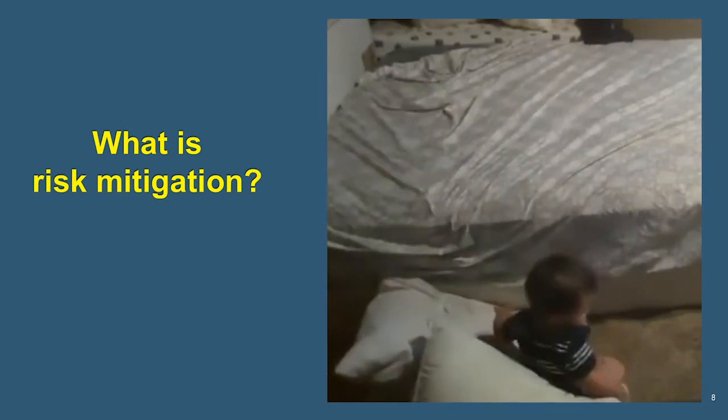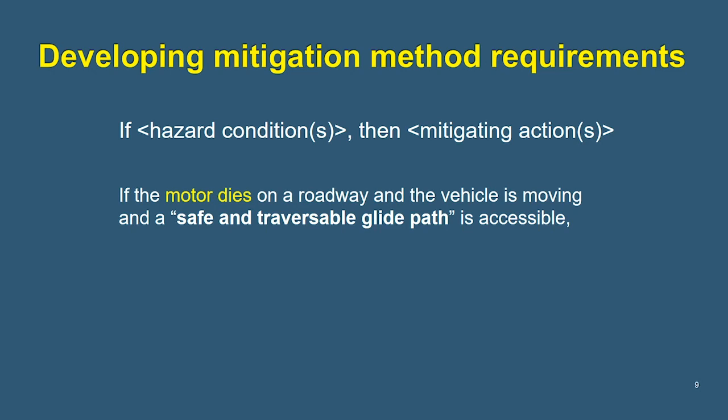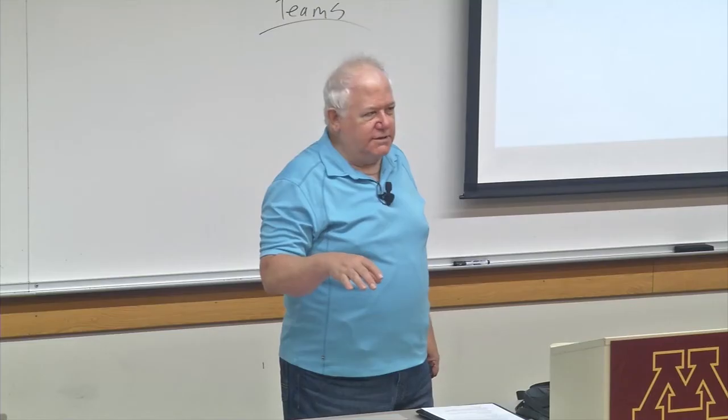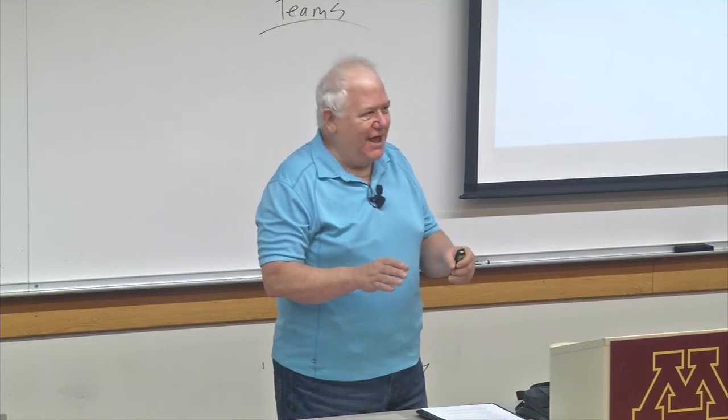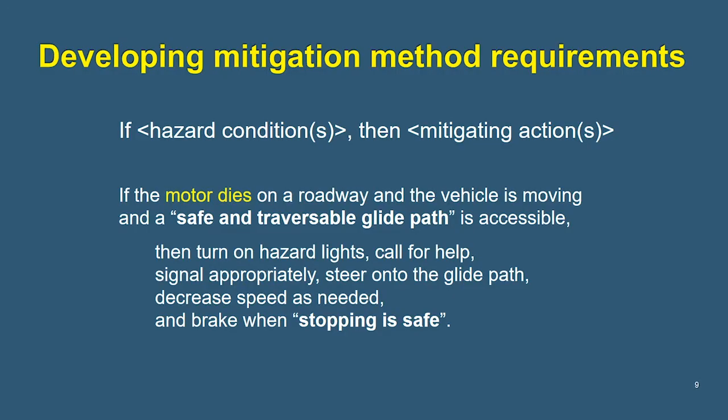So this is what risk mitigation is all about. Okay, developing mitigation methods. So when you've decided what individual hazards from the previous slide you saw and which combinations, the question is, what am I going to do about it? So if the motor dies on the roadway and the vehicle is moving and a safe and traversable glide path, oh yeah, you know exactly what I'm talking about, right? So guess what? I need a glossary definition of what a safe and traversable glide path is to have this make any sense at all, right? So if those conditions are true, then I'm going to do all this stuff. And again, I'm sorry, AI is not going to help you.